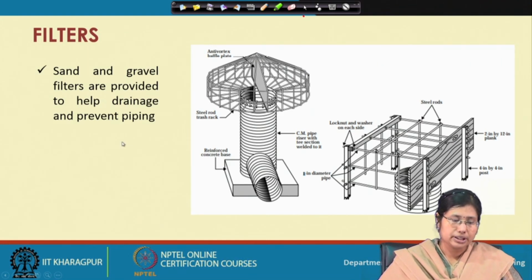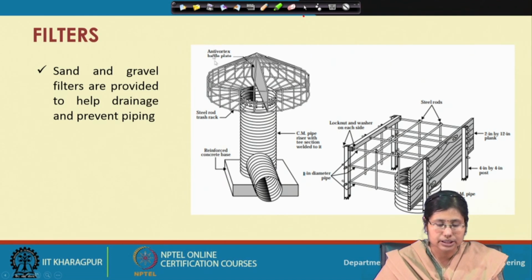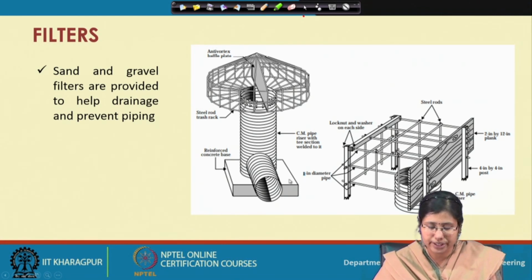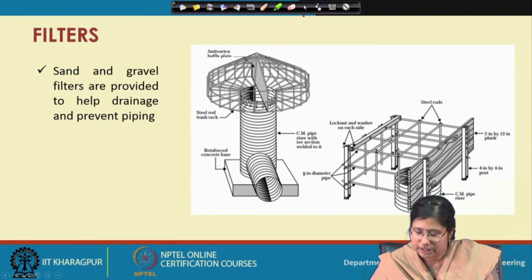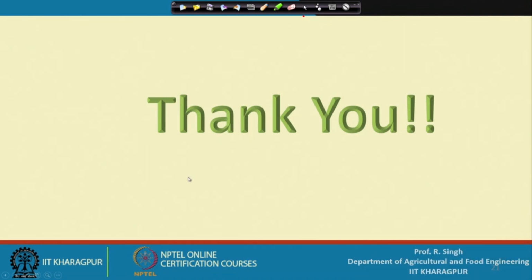Next, coming to the filter, sand and gravel filters are provided to help drainage and to prevent piping. As you can see here, the sand and gravel filters are provided. This is a baffle plate and steel rod, and here the filter is located. This is the filter structure. This ends the introduction part of the drop inlet spillway.